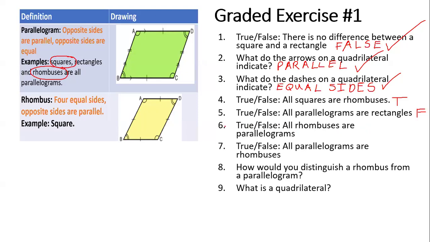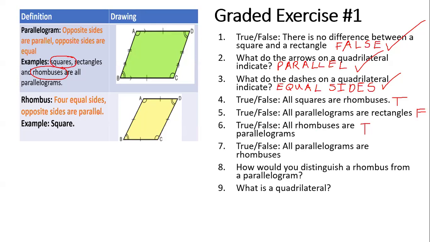All rhombuses are parallelograms. That is true, because a rhombus is a parallelogram. It has parallel sides and opposite sides are equal. So, yeah, that's true.